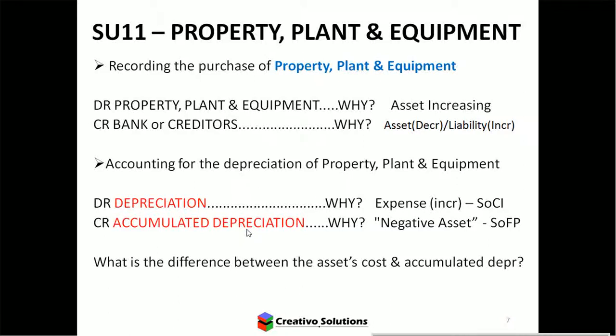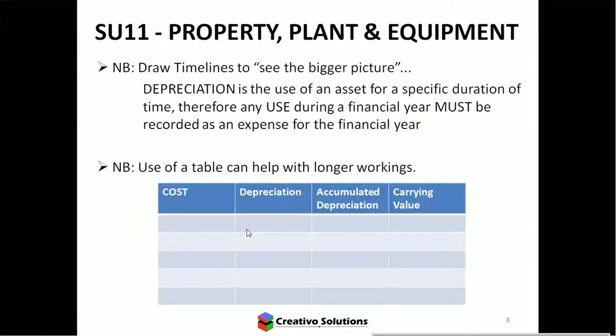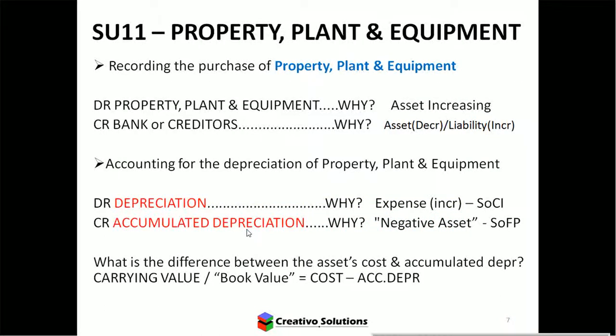Right, so we've spoken about carrying value in FAC 1501. We spoke about cost minus accumulated depreciation. If I take cost minus accumulated depreciation, I get the carrying value. Right, that's what I'm looking at. Carrying value is how much the assets are worth today. Carrying value, book value, it's the same thing. They just talk about it in different ways.